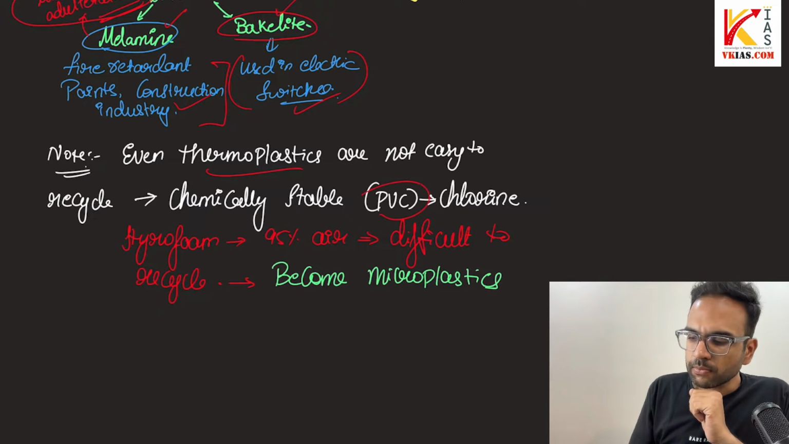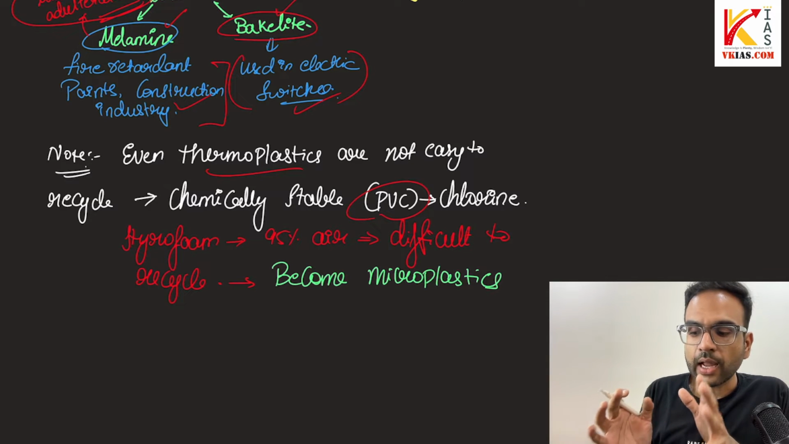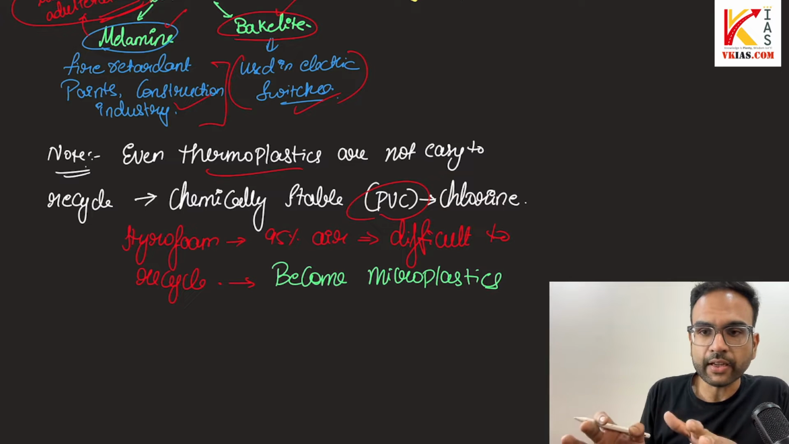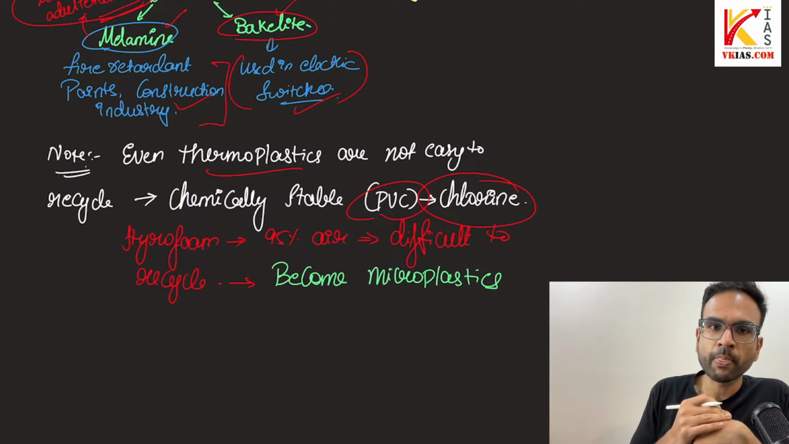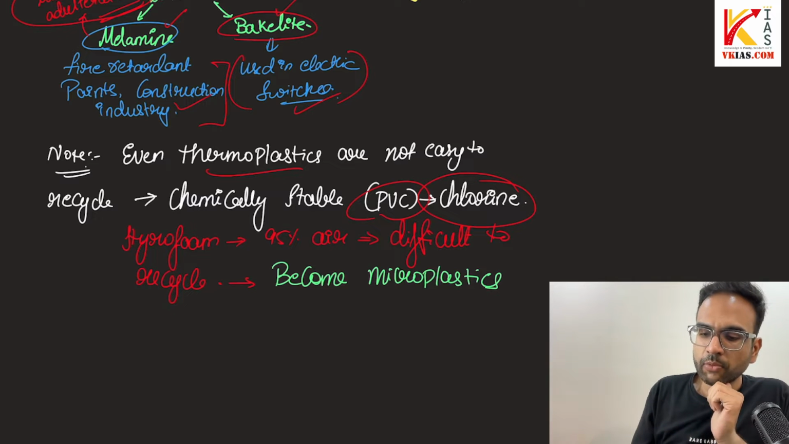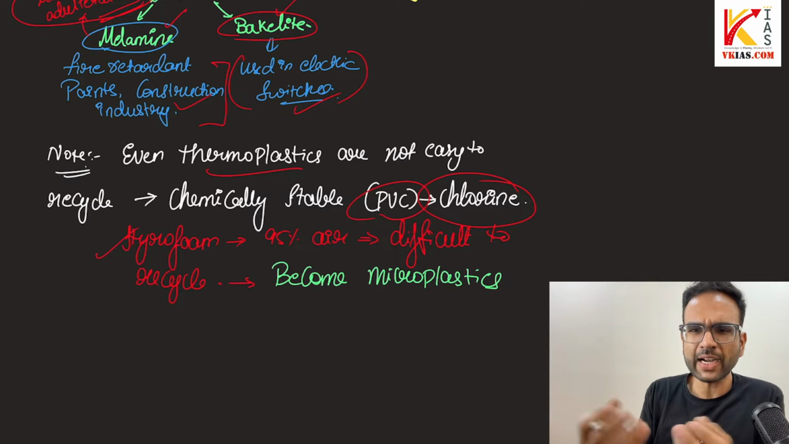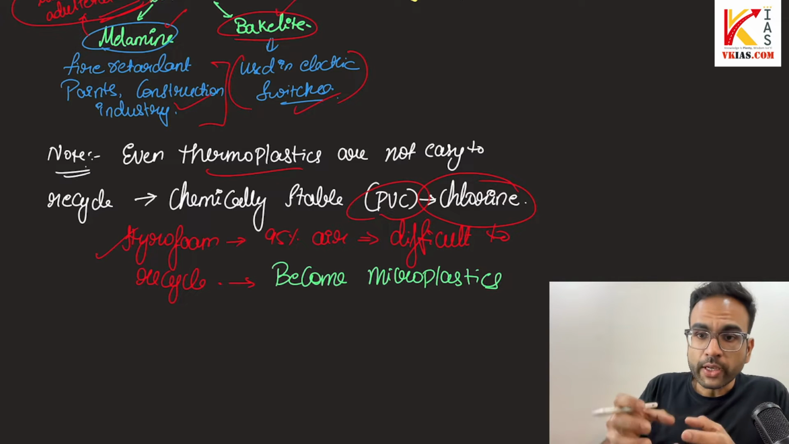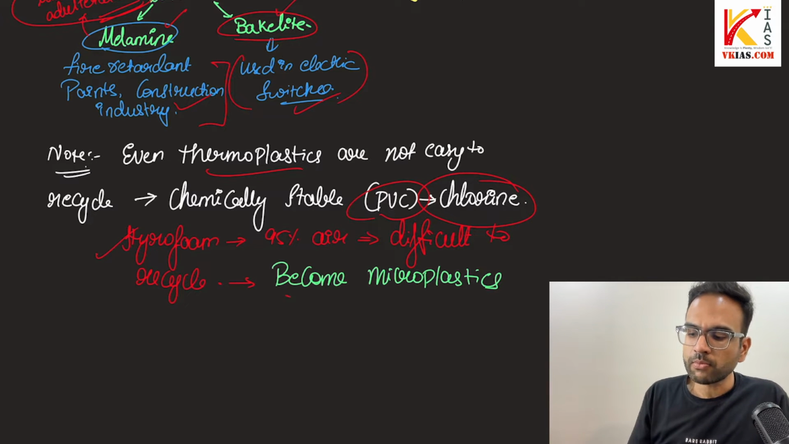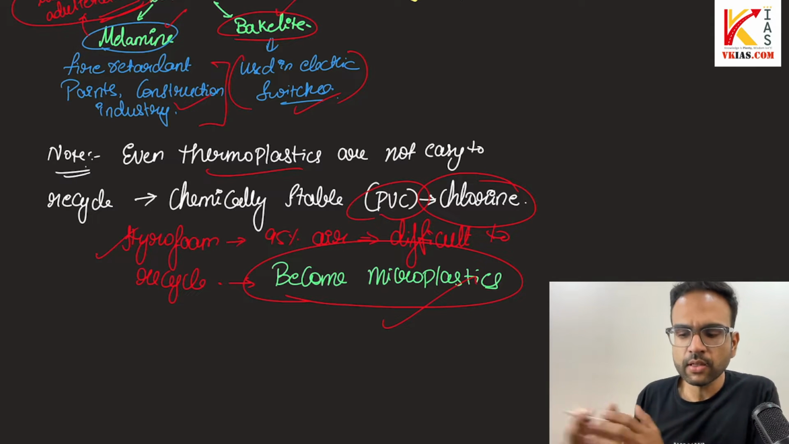There are some thermoplastics like PVC. They are chemically very stable, and because of this reason, they are not easy to recycle. Even though structurally they are malleable, chemically they are not. They contain chlorine. For example, there is another thermoplastic called styrofoam, which is basically 95% air, like whatever you get in packaging materials. Those are very difficult to recycle as well. When you break them down, they become what we call secondary microplastics. But what are microplastics? More about that in the further slides.